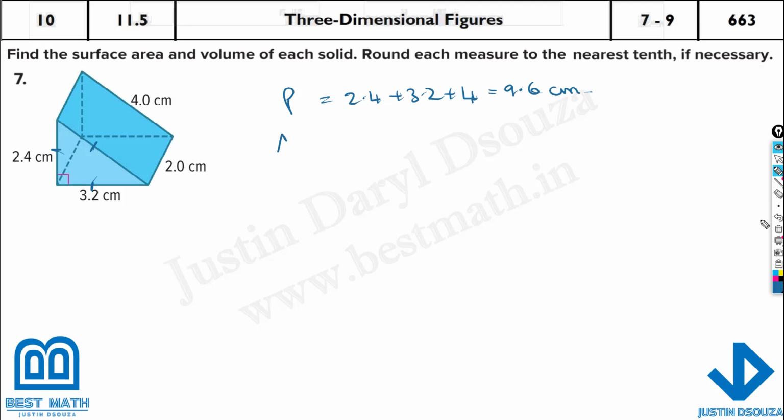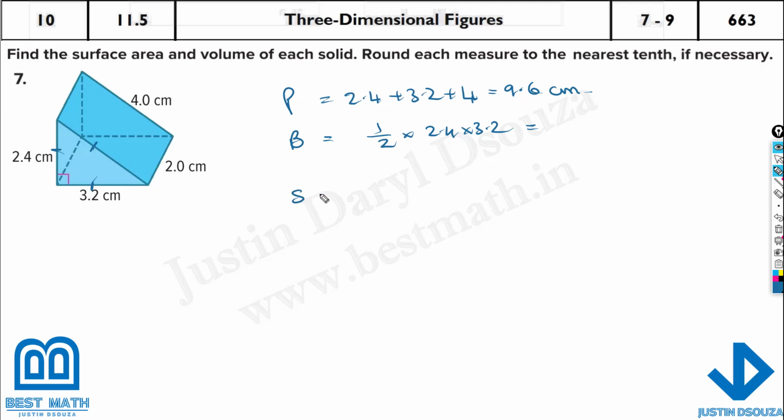What about the base? Base is the area, not A, it's B. Base over here is the area of this part, this triangle. Half base into height is given as 2.4 times 3.2. So you can just put it in the calculator and solve it. There are decimals over here.